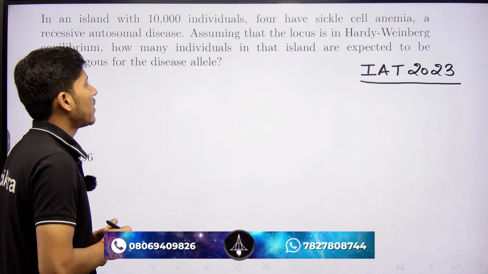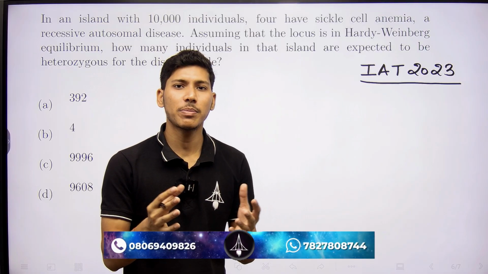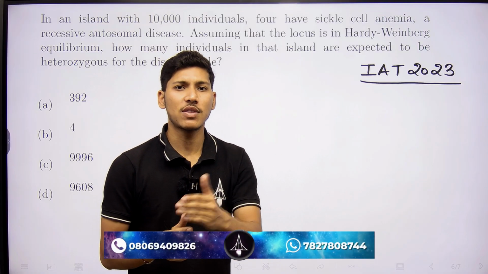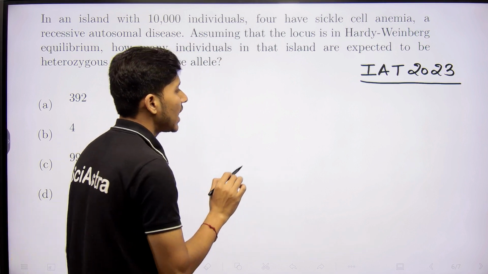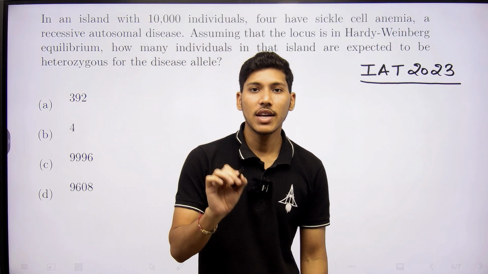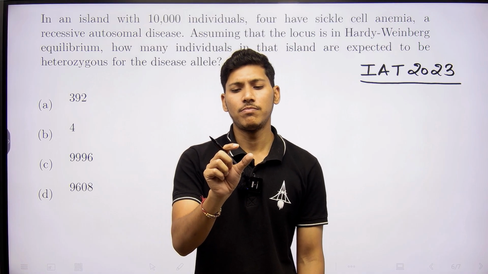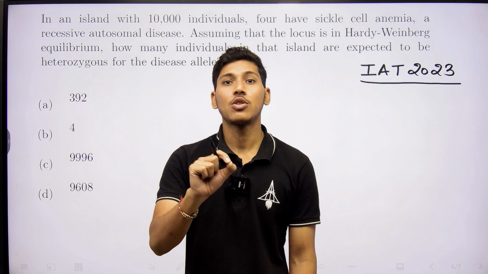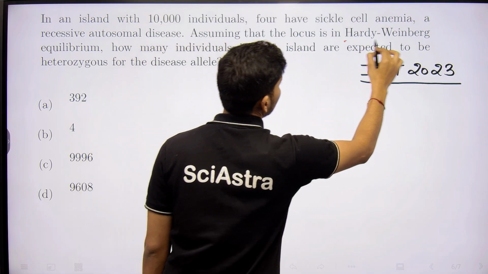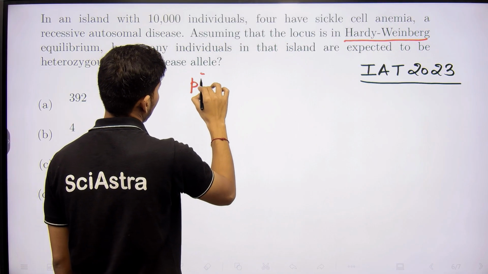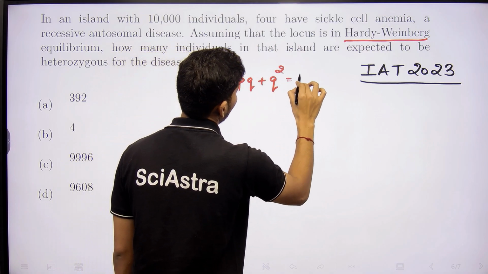This question covers the knowledge of the Hardy-Weinberg principle as well as genetics. The Hardy-Weinberg principle is related to genetics as well as the chapter of evolution. Let's see what it is. The Hardy-Weinberg principle says that if a population is not evolving, or if the gene pool of a population is constant, then only it follows the Hardy-Weinberg equilibrium, which is stated like this: p squared plus 2pq plus q squared is equal to 1.